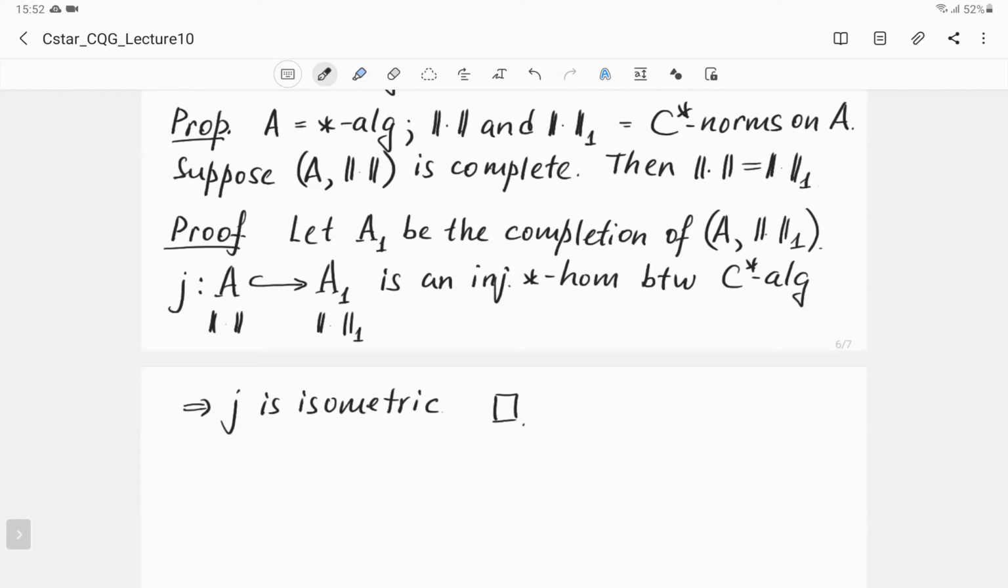Okay, it's essential that if we drop the completeness assumption here, then the result fails. So in general, if we have a star algebra, then there can be many different C-star norms on this algebra. And this fact leads to many complications in the theory of tensor products of C-star algebras. But in fact, these complications make the theory of tensor products of C-star algebras very interesting and rich.